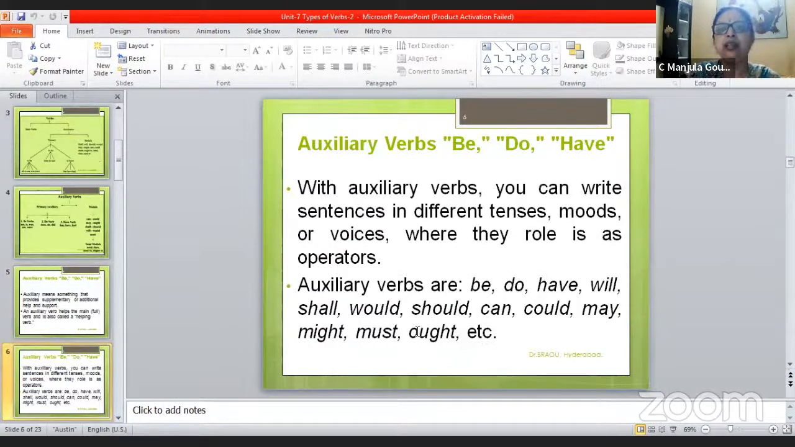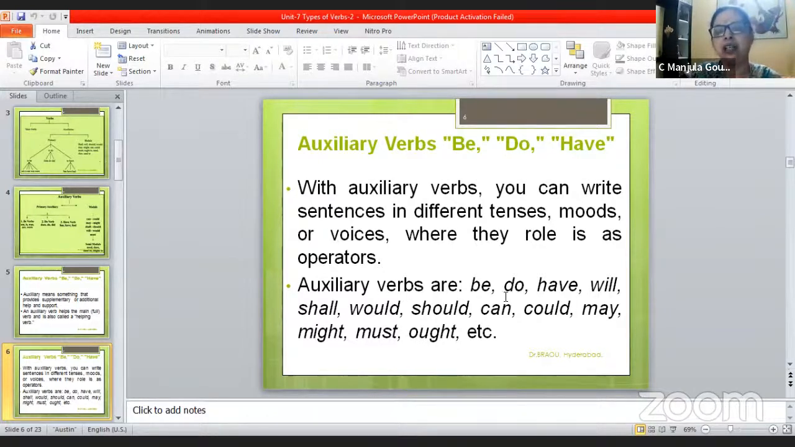Now let us look at more about this auxiliary verb. With auxiliary verbs, you can write sentences in different tenses, moods, or voices where their role is as operators. Now, what do generally operators do? They connect you, right? They connect your call to the other things and all that. Same way here, the auxiliary verb actually connects to the main action and puts a little more sense in what the noun is doing.